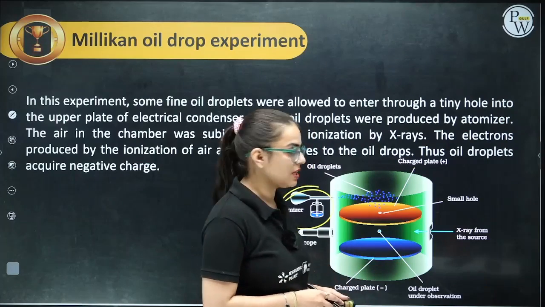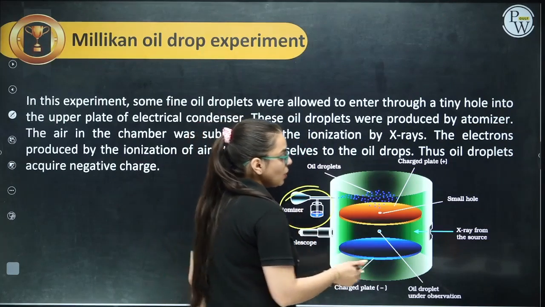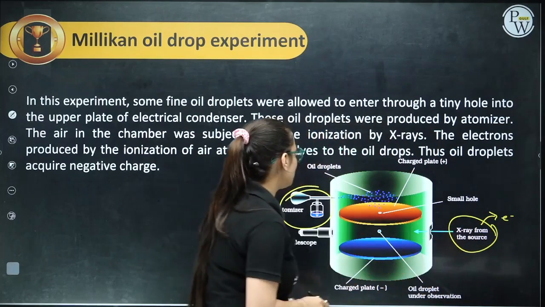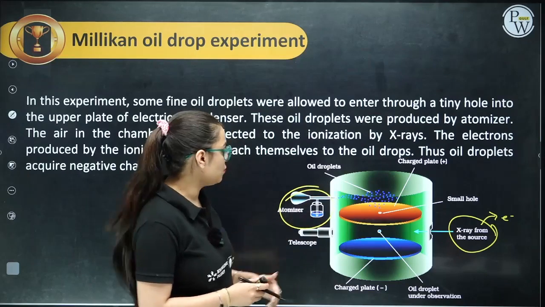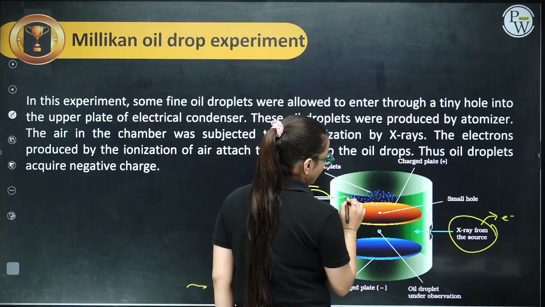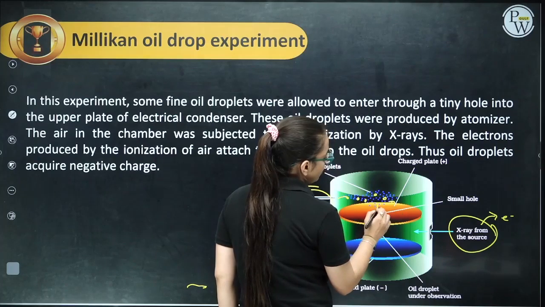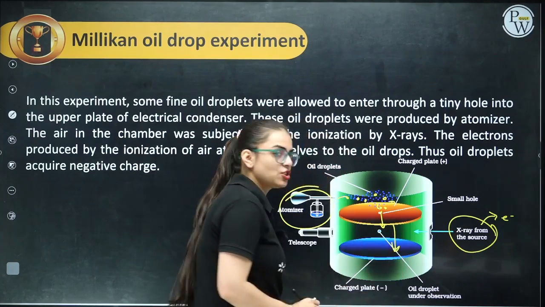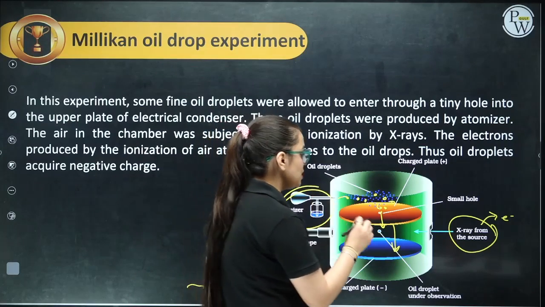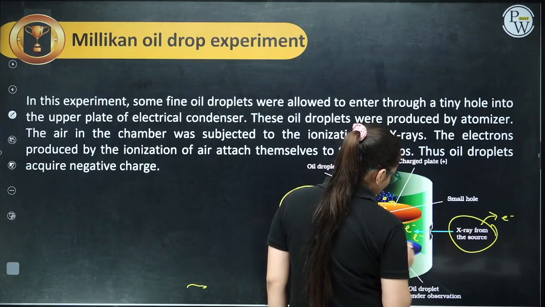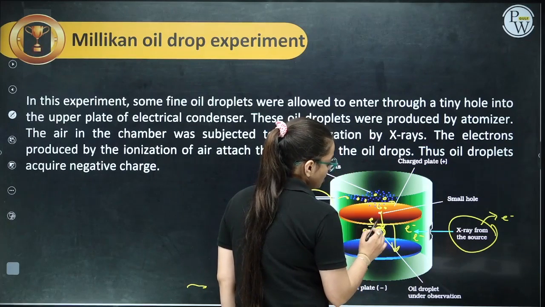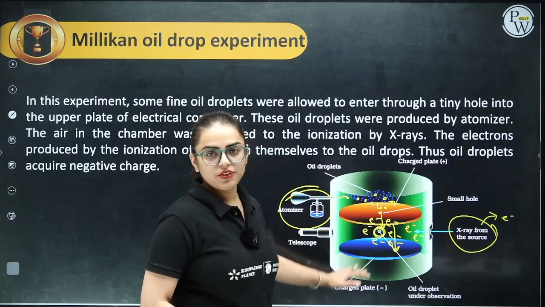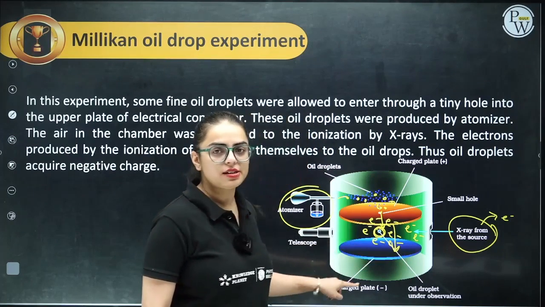Now see what happens when you are spraying from the atomizer. Here you can clearly see X-ray from the source. X-ray will provide electrons. So what will happen when you are using the atomizer? Electrons will move in, oil droplets will go inside. These are the oil droplets. Now these oil droplets will travel through this hole. Oil droplets will move in the downward direction due to the gravitational force. But what will happen? X-ray will liberate some electrons. Now this is an oil droplet. The electrons are going to surround the oil droplets. And as you can see, it was moving in the downward direction. We have a negative plate at the bottom.